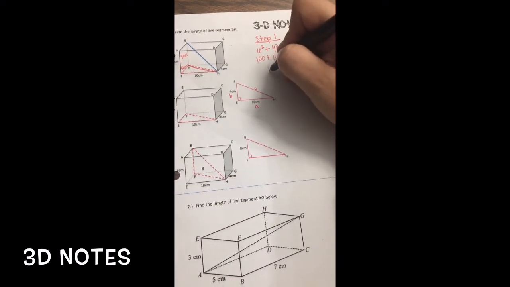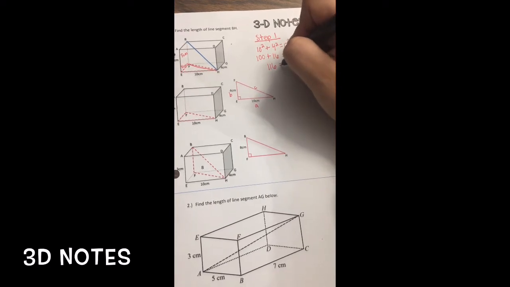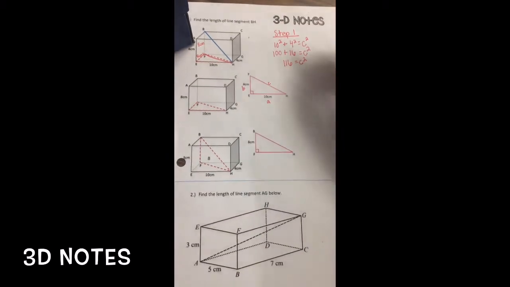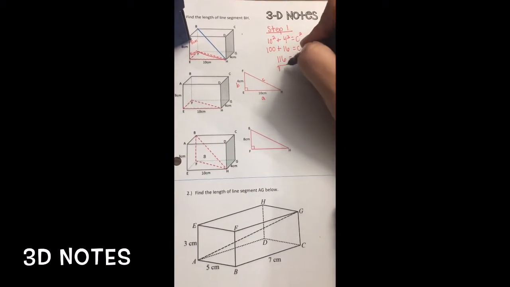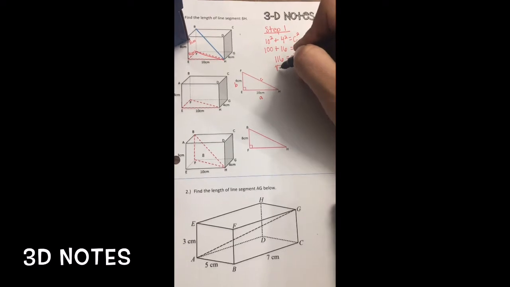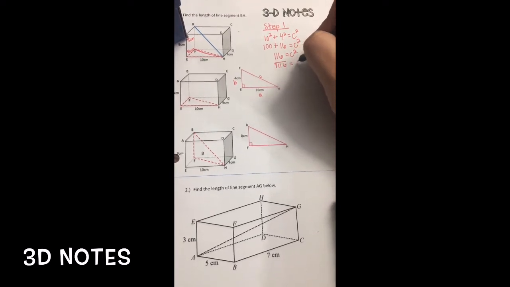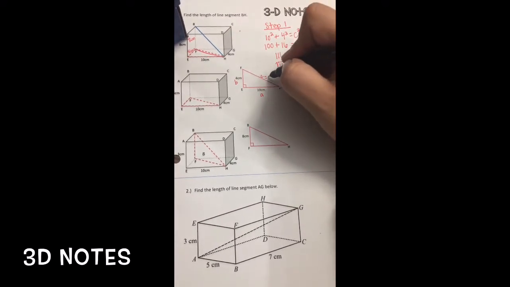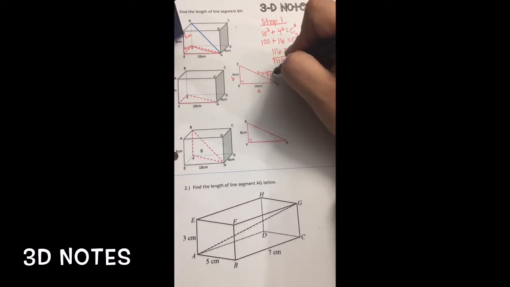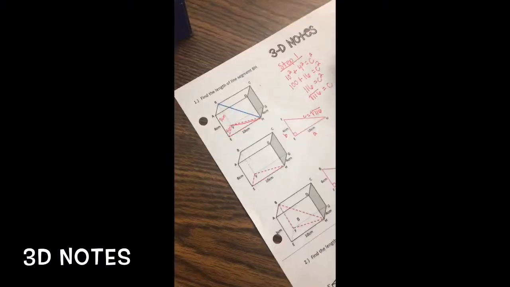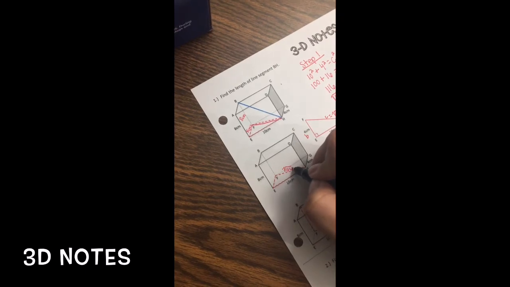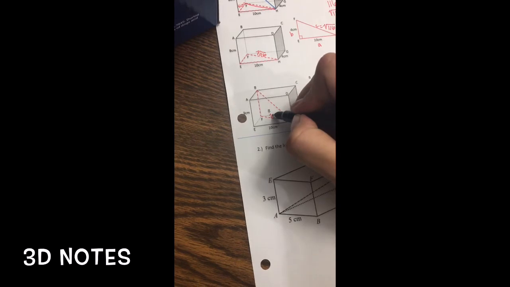Once I add those, I will get 116, which is C squared. But since I just want the length of C, I have to take the square root. Now I know the length of C. Now to help you see that visual, I'm going to write that right here. Okay, I'm also going to write it here because that is C, and I'm also going to write it here.